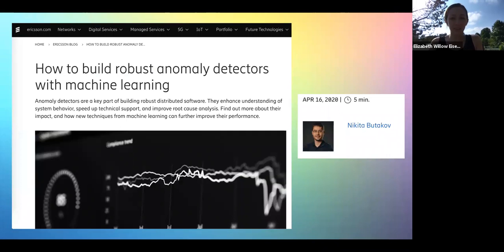There's a blog post that was posted by Nikita Budakov in April of 2020. He was talking about how they build robust anomaly detectors with machine learning. Anomaly detectors apparently are things they use to try to find anomalies, and I'll try to be a little more specific about what that means.